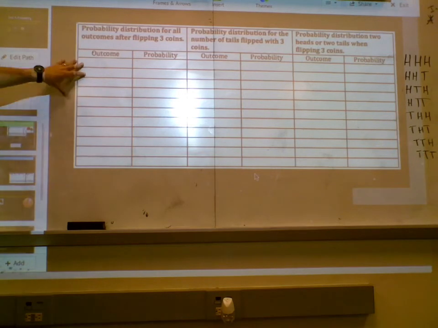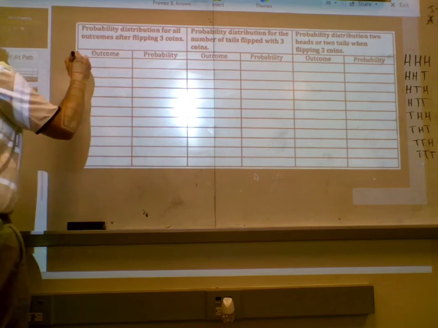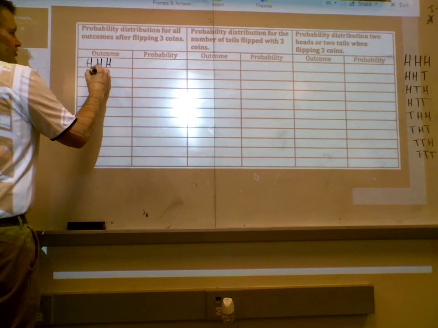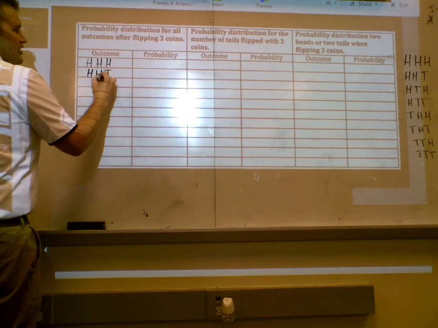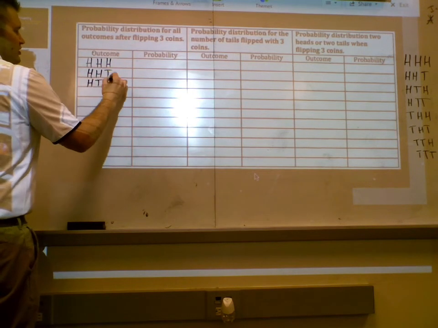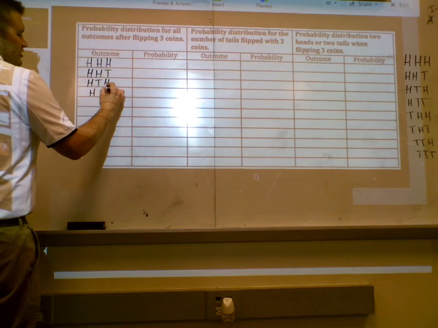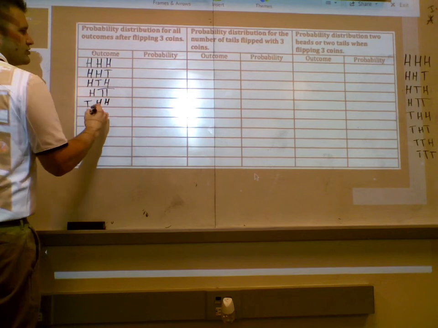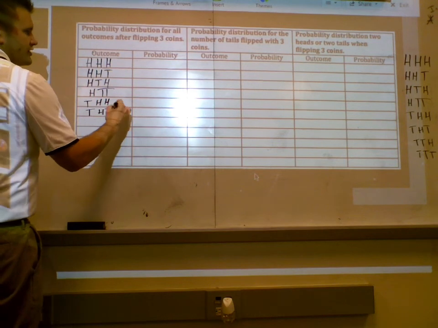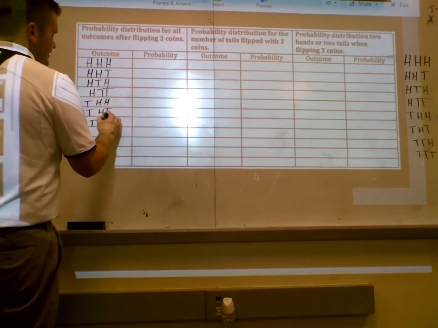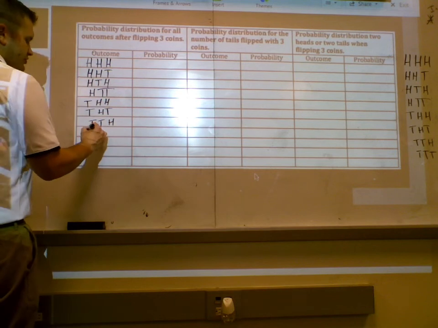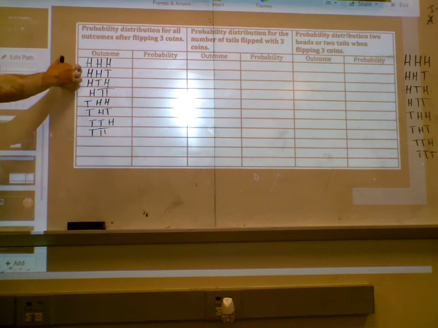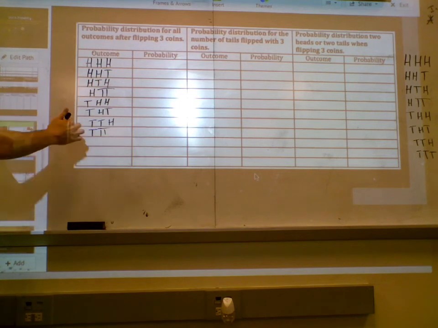This left table, what are all my outcomes? HHH, right? HHT, you know, we need to pay attention. HTH, HTT, THH, THT, TTH, TTT. 1, 2, 3, 4, 5, 6, 7, 8. Good.